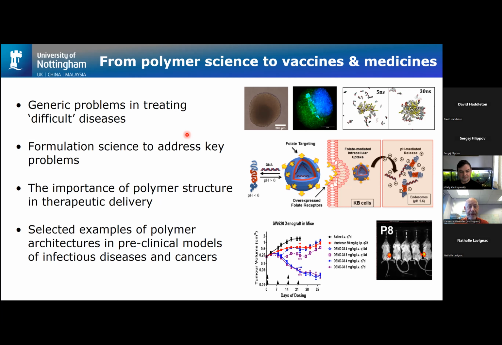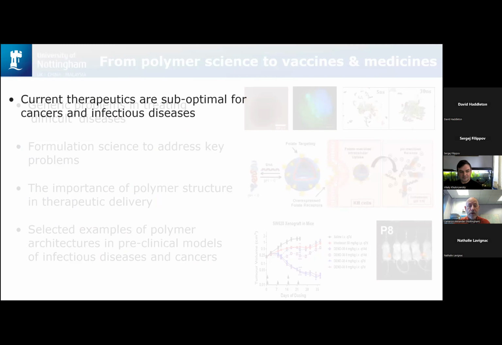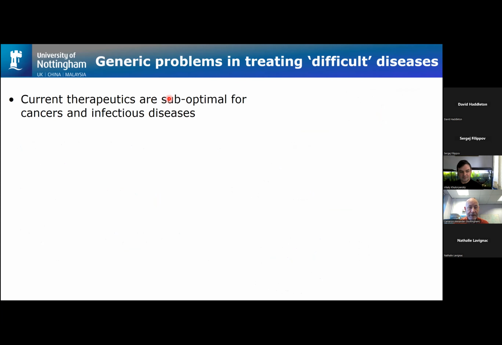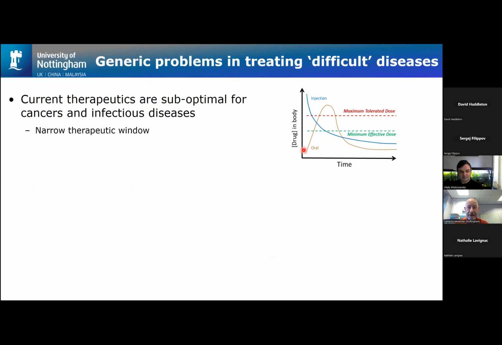So I'm going to give a couple of examples of polymer architectures and how the polymer science contributes to the efficacy of these particular materials and formulations in preclinical models of infectious diseases and cancers. Now, there are some generic problems I'm sure many of you are aware of, but many of our current therapeutics are suboptimal for cancers and infectious disease, and typically that's to do with therapeutic window.